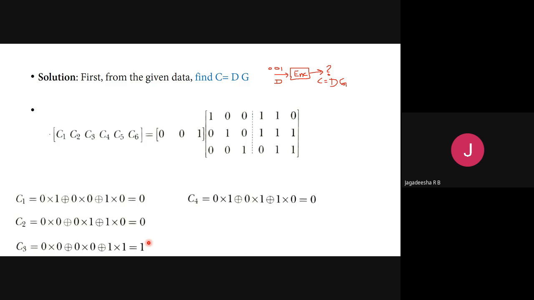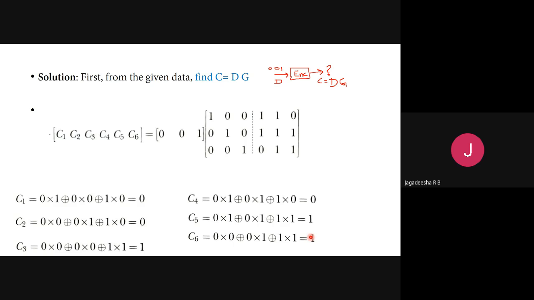Similarly, you can find out C4 or C5 or C6, right? C6 is this row multiplied by the last column here. So there is a 1 here, there is a 1 here. So when you multiply, you should be getting 1. So this is how we find out the different values, the different bits of the coded sequence.